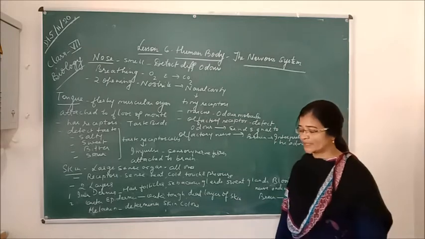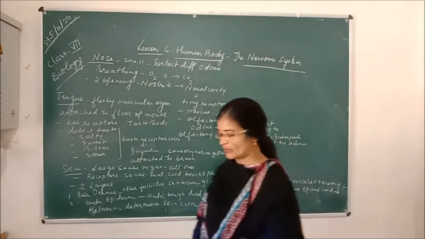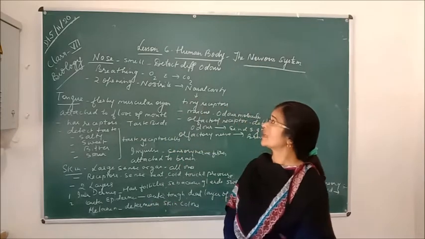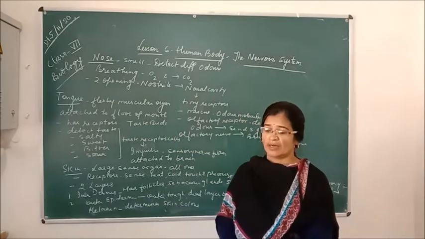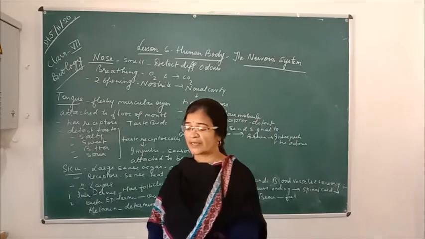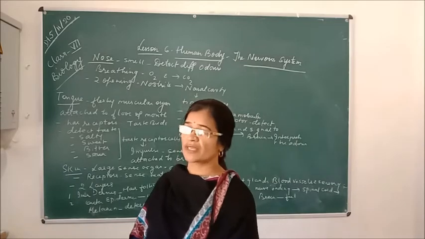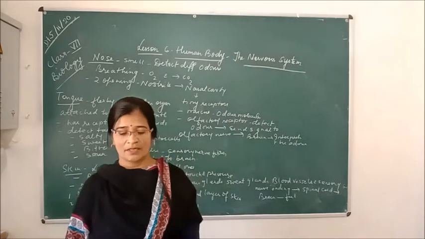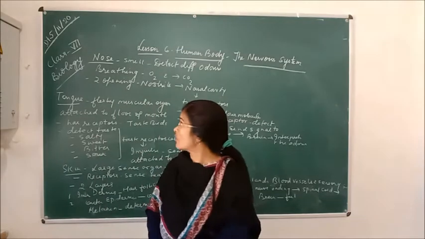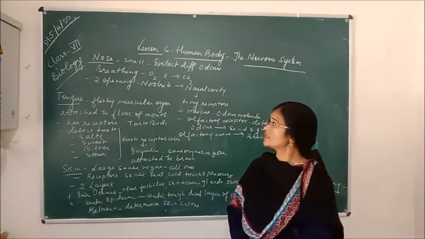We will take the last topic we'll study about the nose and the tongue as well as skin in class 7 biology. In the previous class, I explained about the other receptors like eyes and the ears, the structure as well as functioning of the eyes and the ears. Today we'll take the structure as well as functioning of nose, tongue and skin.